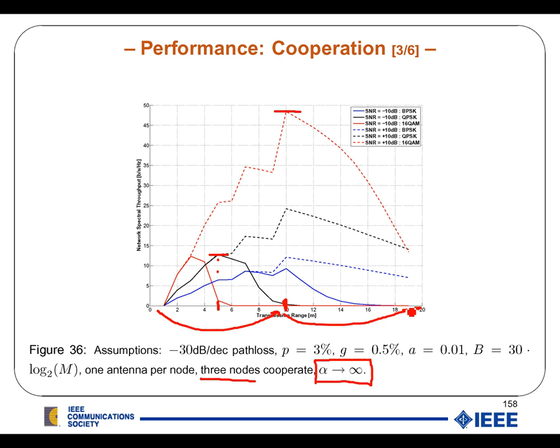Meaning if we increase the number of cooperating nodes, we will increase the modulation indices which can be used and also increase the effective transmission range which can be facilitated.